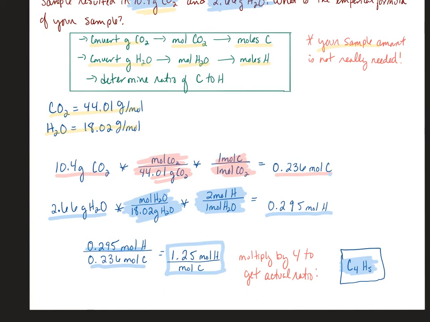C4H5. Just to remind you, that was another way to say we had C1H1.25. So multiply the 1 by 4, and that's how we get the 4, and multiply the 1.25 by 4, and that's how we get the 5. You need to multiply by whatever amount you need to in order to get whole number ratios.